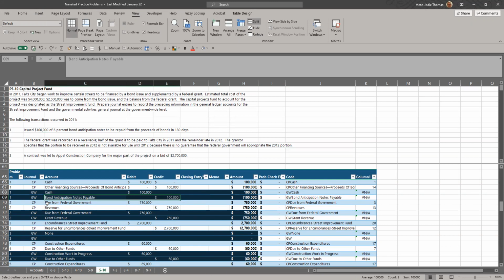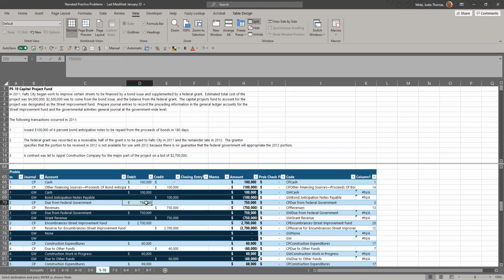Here's where we're recording our grant. The federal grant was recorded as a receivable. Half the grant is to be paid in 2011 and the remainder in 2012. And the grantor specified that the portion to be received in 2012 was not available for use until 2012 because there's no guarantee that the government's going to renew and appropriate the 2012 portion. So we can only record this as available in the current year.